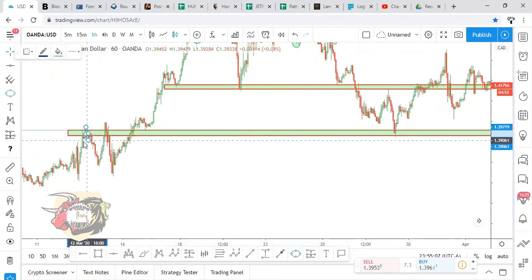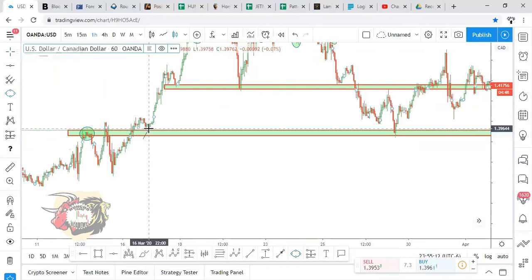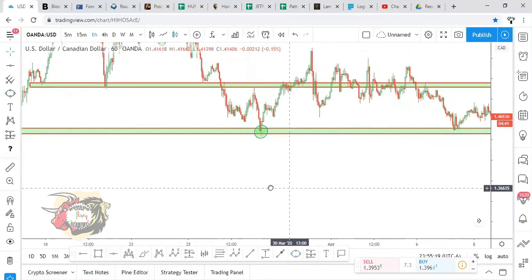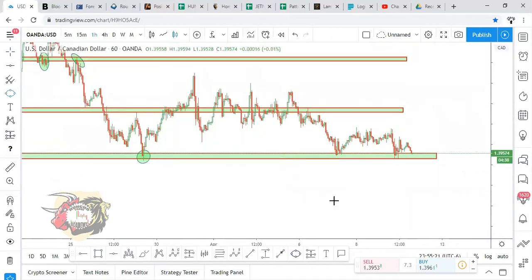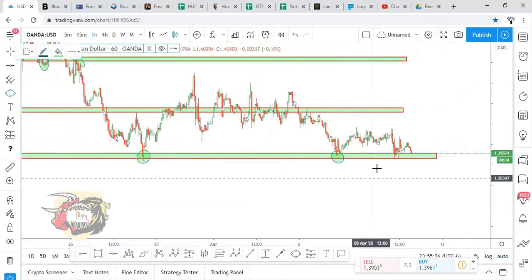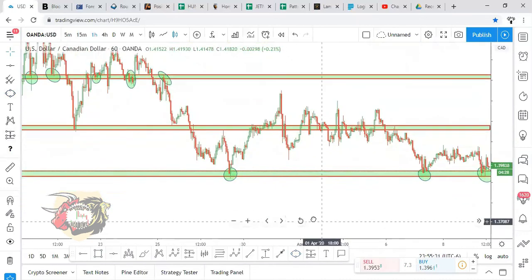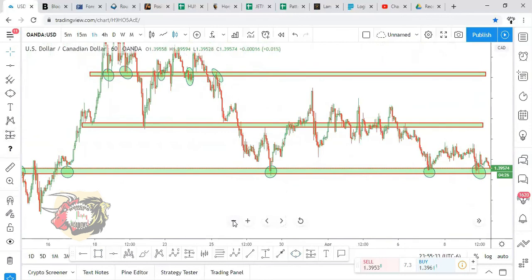Are you getting me? So this is it. One touch, another touch, another touch, another touch. Can you see? So this is how to draw support and resistance. By now, you should know how to use line chart to draw support and resistance, and how to use this rectangle tool to draw the support and resistance.